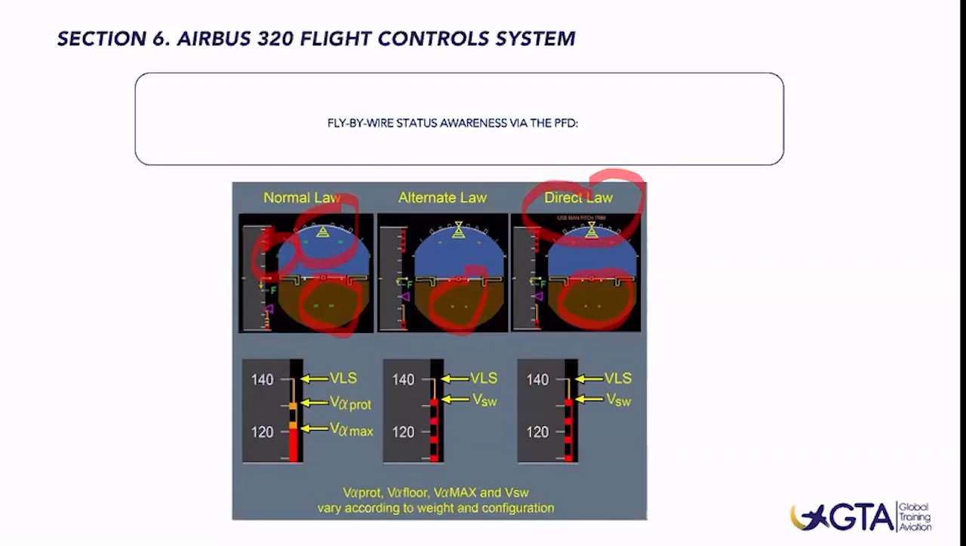Another good indication is in our speed indication. In case of normal law, we will have VLS, V alpha prot, and V alpha max. But when we turn into alternate law or direct law, in the speed PFD indication, now we will get only VLS, which is the lowest selectable speed, and VSW, which is the stall warning speed. So, which is quite different from the PFD in normal law.